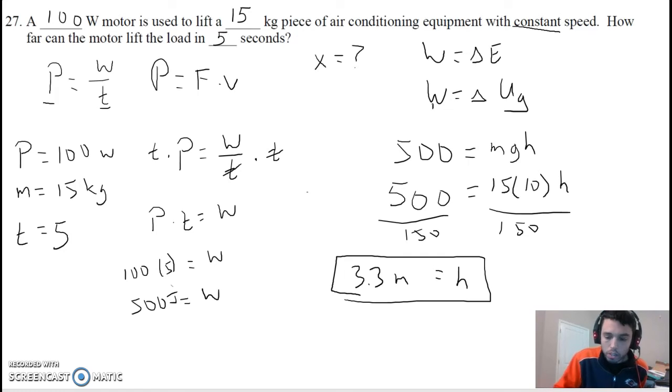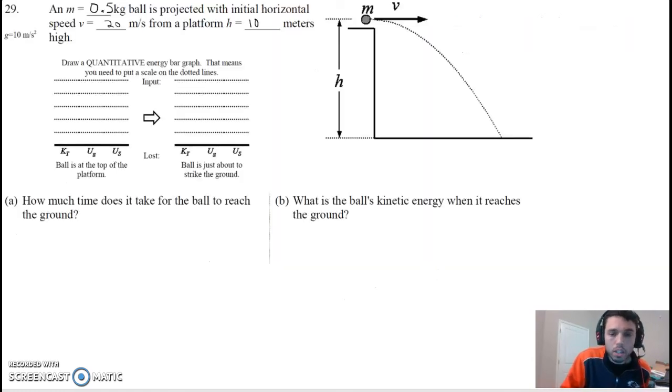Let's go to the next problem. The last one I'm going to do on this packet is number 29.